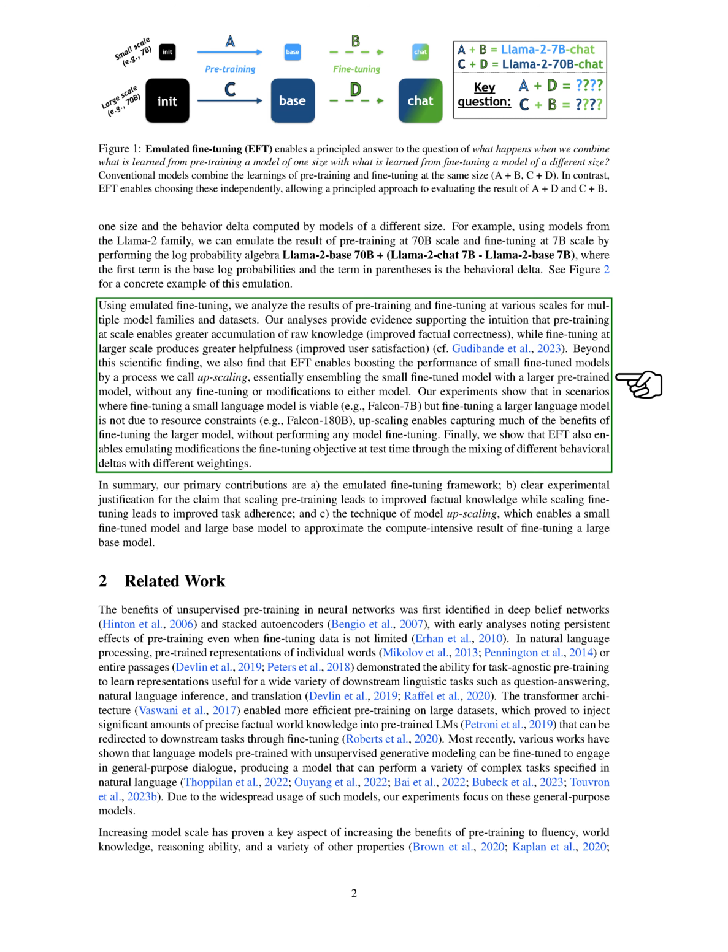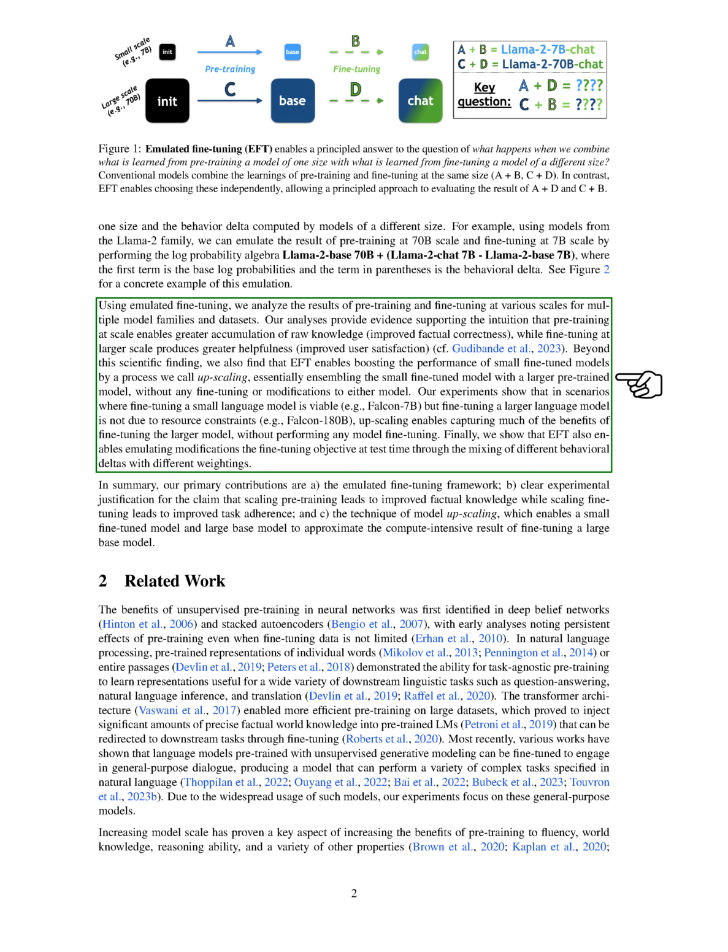Using EFT, we analyze the results of pre-training and fine-tuning at various scales for multiple model families and datasets. Our analyses suggest that pre-training at scale allows for a greater accumulation of raw knowledge, while fine-tuning at larger scale results in greater helpfulness. In addition to this scientific finding, we also discovered that EFT can enhance the performance of small fine-tuned models through a process we call upscaling.